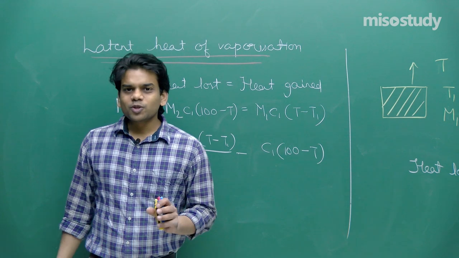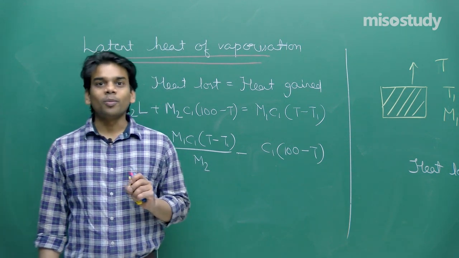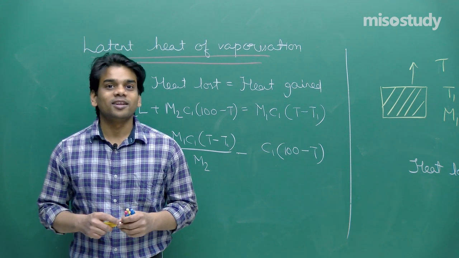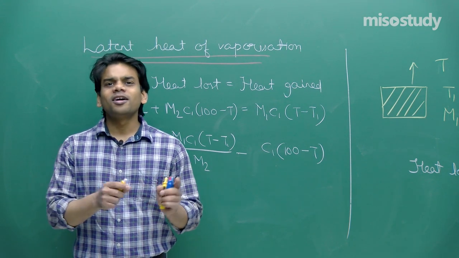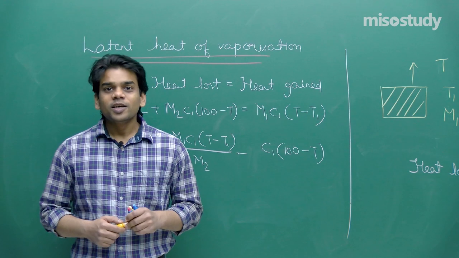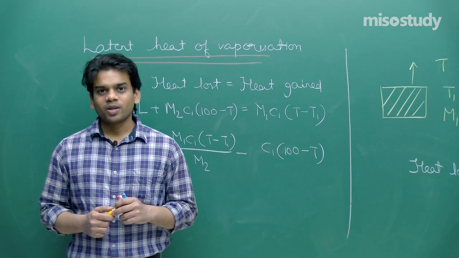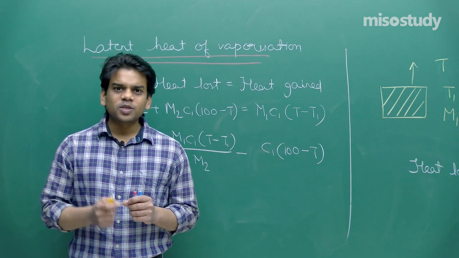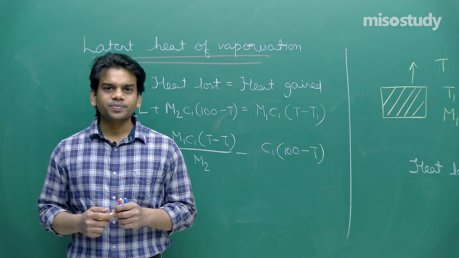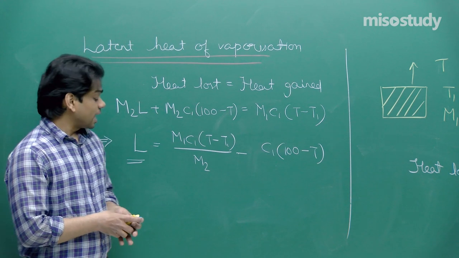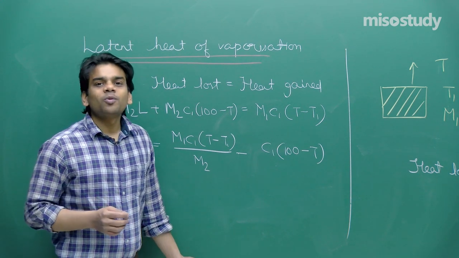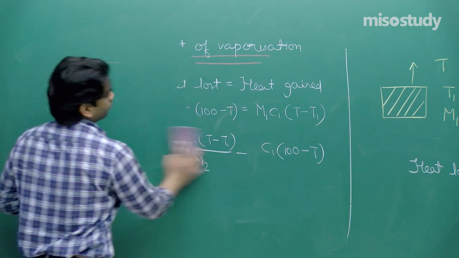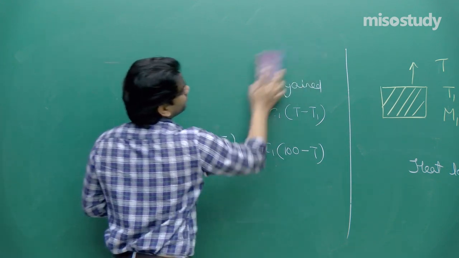Now, I will request you all not to memorize these two formulas by heart. This was just to tell you the method that we are going to apply while calculating the latent heat of vaporization, or earlier we saw while calculating the specific heat of any substance. We also practiced a problem to calculate the specific heat of a copper block. Now, let's do a very simple problem to calculate the latent heat of vaporization of water.